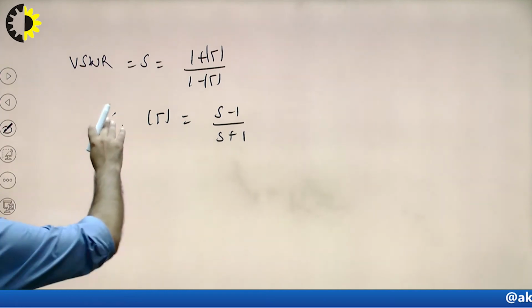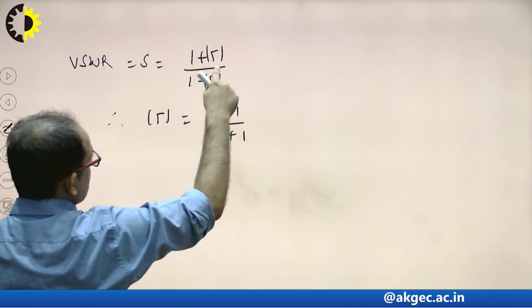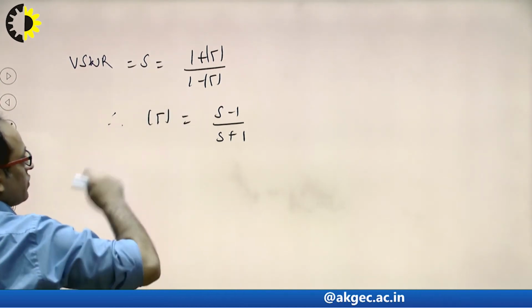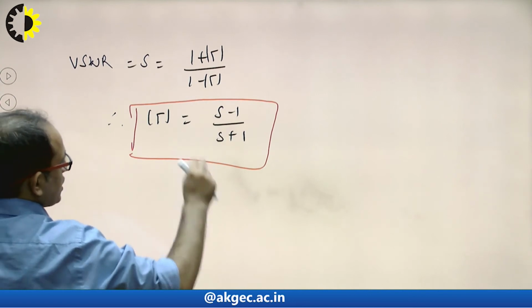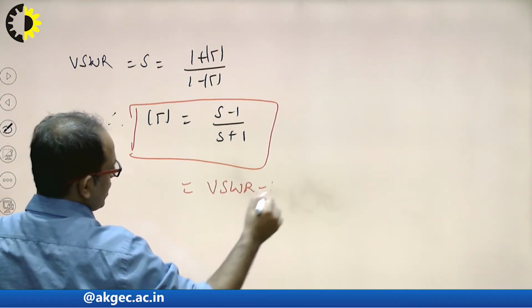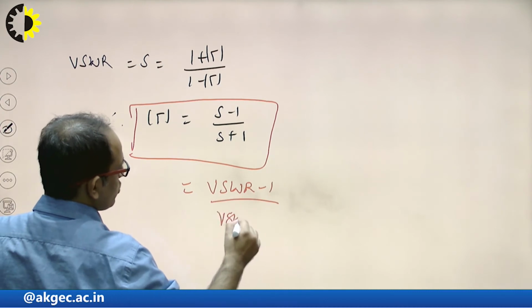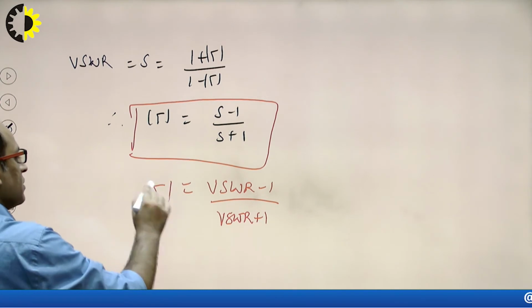Now as we know that VSWR will be equal to 1 plus reflection coefficient upon 1 minus reflection coefficient, then the reflection coefficient comes out to be VSWR minus 1 upon VSWR plus 1. That is the reflection coefficient.